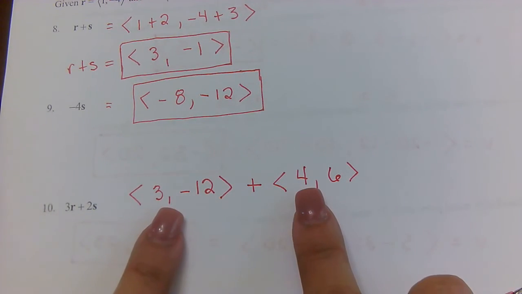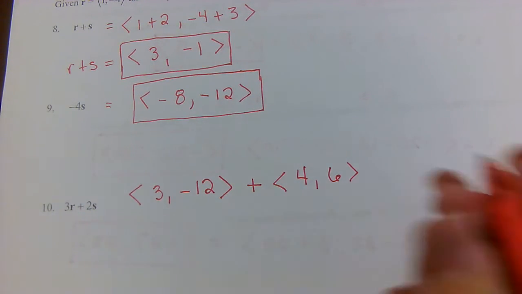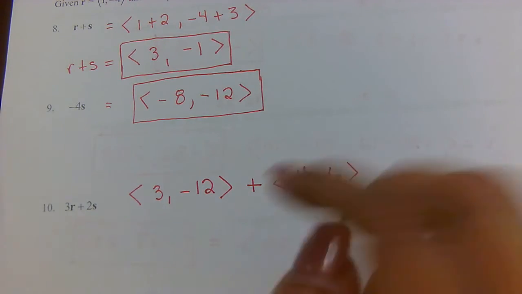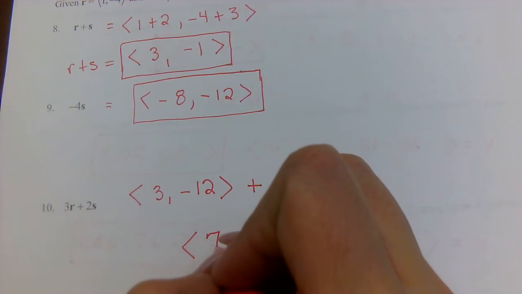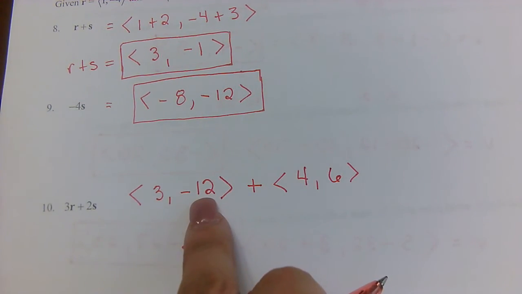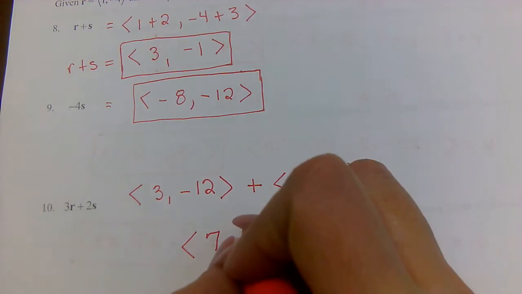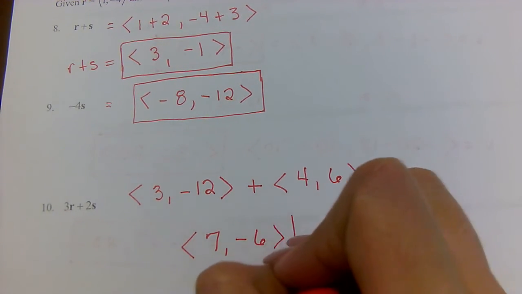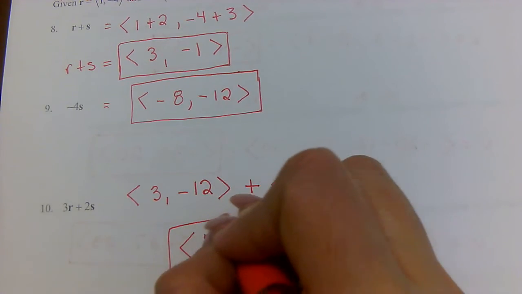Now what I'm going to do is add the A's together and add the B's together. So 3 plus 4 is going to be 7. Negative 12 plus 6 is going to be negative 6. So this is going to be your answer for number 10.